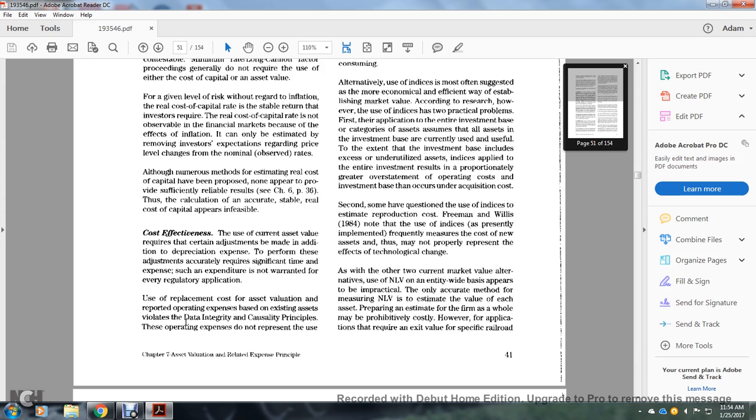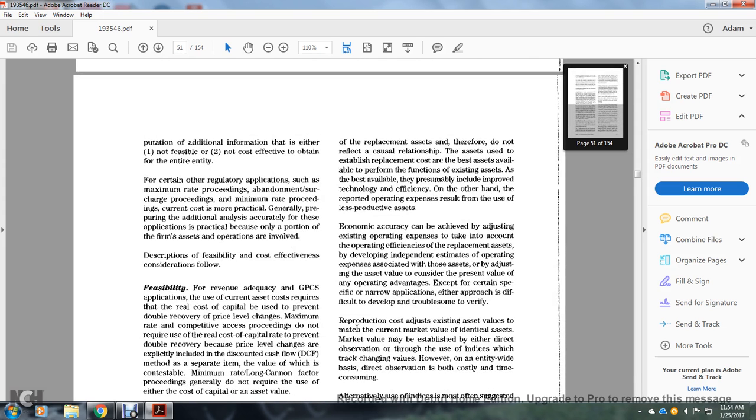The operating expense does not represent the use of the replacement asset, and therefore does not reflect the causal relationship of the asset used to establish the replacement cost with the best asset available to perform the function of the existing asset, the best available presumably including the improved technology efficiency. On the other hand, the reported operating expense is the result of the use of the less productive assets.